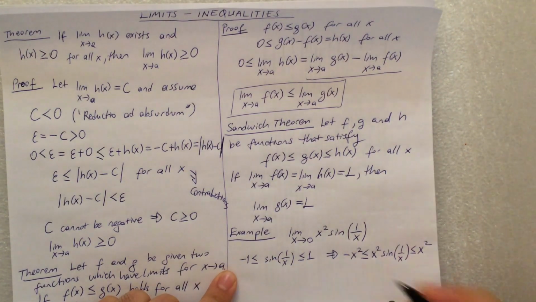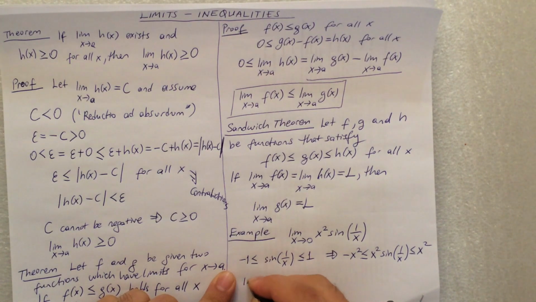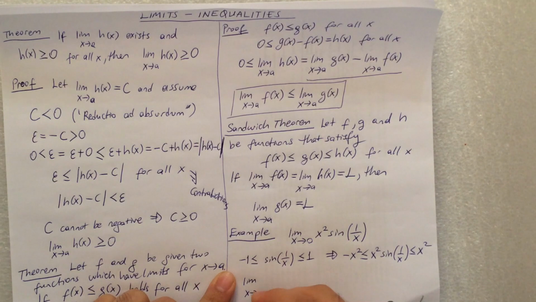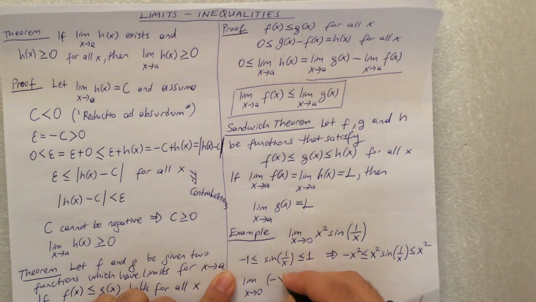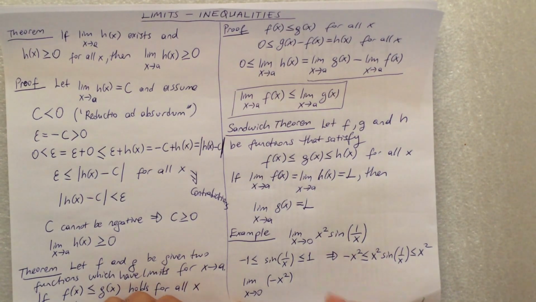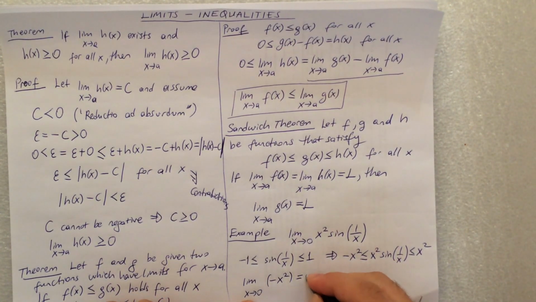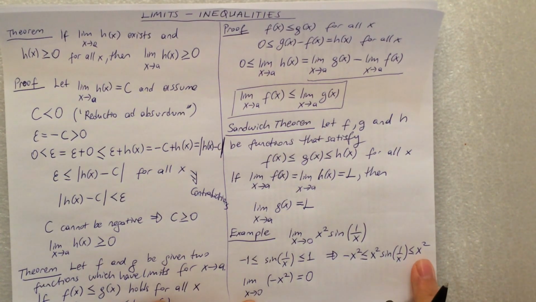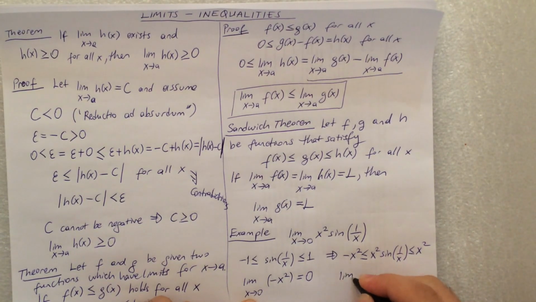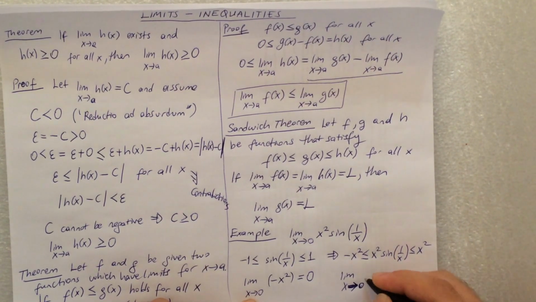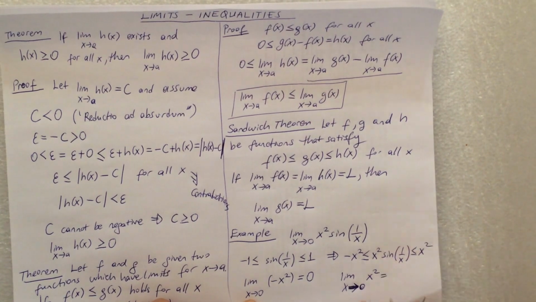Then we know that the limit as x goes to 0 of minus x squared, the limit of the left hand side, is equal to 0. And we also know the limit of the right hand side as x goes to 0, and that's also equal to 0.